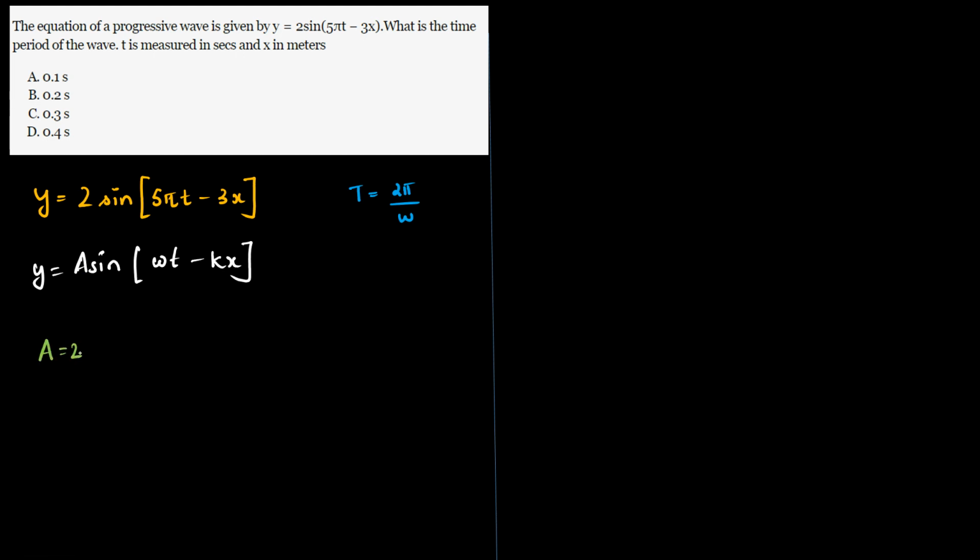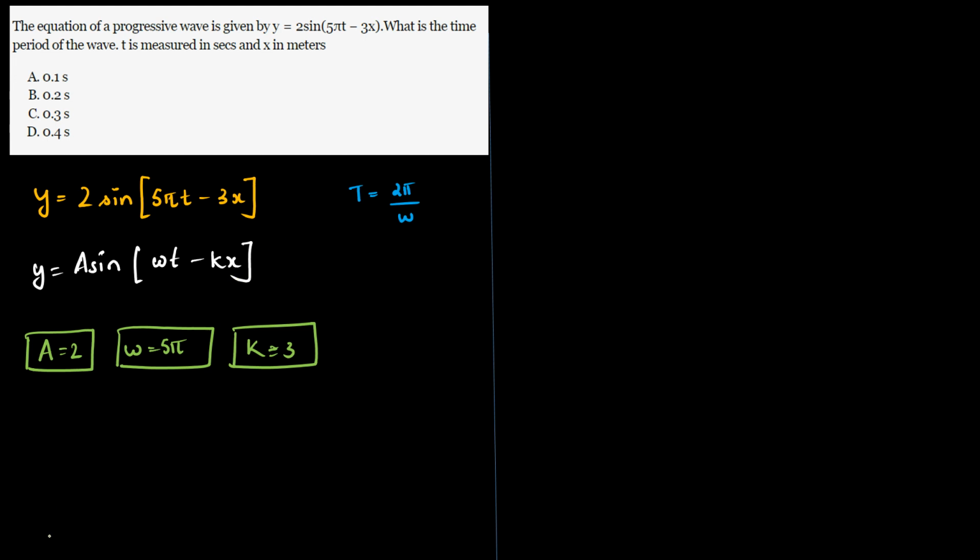What is the value of a? The value of a is 2. What is the value of omega? It is 5 pi. And what is the value of k? k is going to be equal to 3, right? Because the negative sign and negative sign will get cancelled. So k is going to be equal to negative 3.